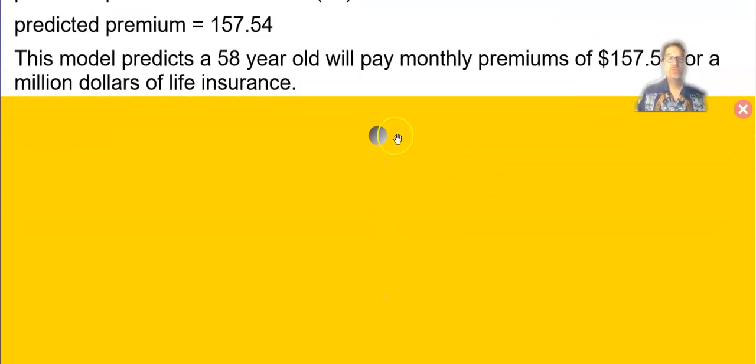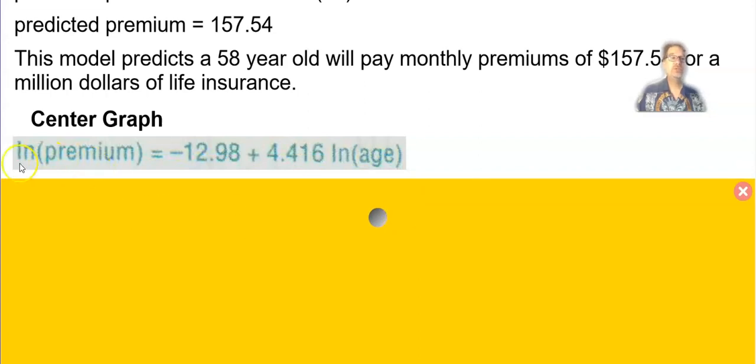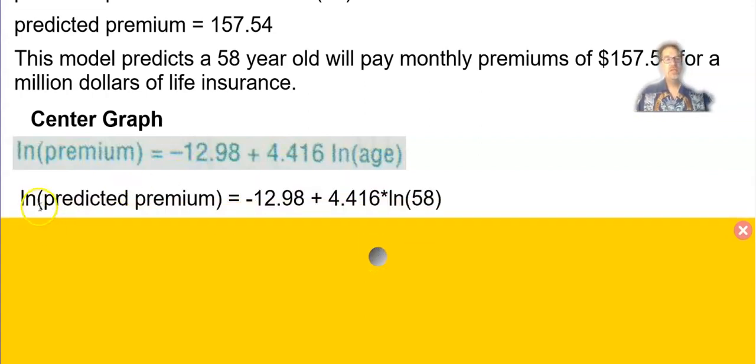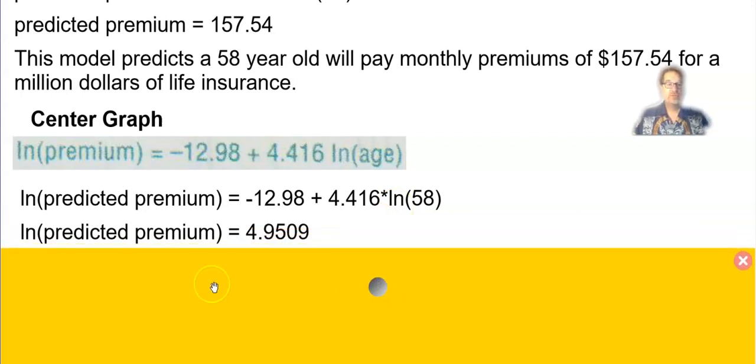Now for option number 2, the center graph, they said my equation was the natural log of the premium equals, well, you can read it, and take a natural log of the age. If you remember, I said the residual plot didn't make me very happy on this one. So I'm going to plug it in. I'm going to take the natural log of the predicted premium, because that's what I'm actually predicting. Plug in the age of 58. I'm just going to plug all of this into the calculator, and you'll see natural ln is a key on that calculator. So I work it out, and I get that the natural log of the predicted premium is 4.9509.